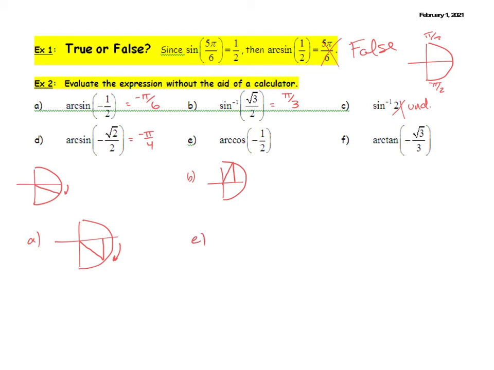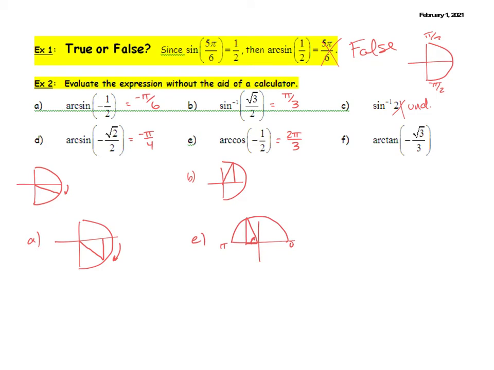And for E, we got arc cosine negative a half. The cosine's negative a half over here. Remember, cosine has to be between 0 and, inverse cosine, excuse me, has to be between 0 and pi. So that is going to be 2 pi over 3 with that 60-degree reference angle there in the second quadrant, and between 0 and pi.